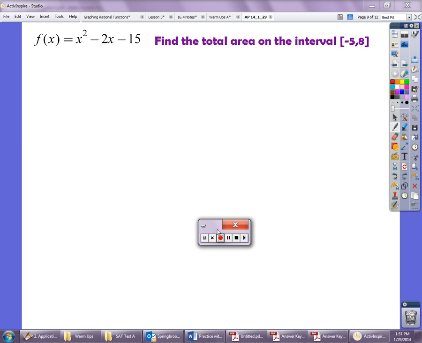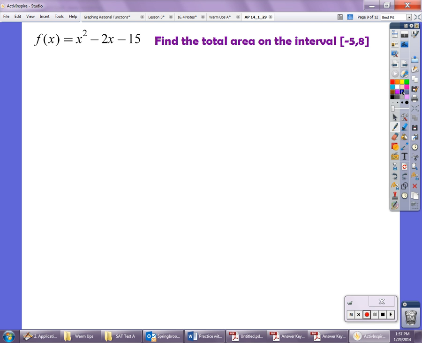Alright, for those of you that were having trouble with the total area, I want to do one really simple problem for you to show you the steps that we didn't get to go through in class. So here's the function. I want to find the total area bounded between the curve and the x-axis over the interval from -5 to 8. That's x values. So remember, the first step we were going to do was find the x-intercepts.